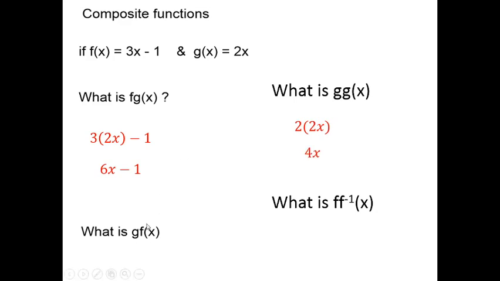gf of x is I do f first this time and then put it into g, so I take this whole value and then put it into this value x here. Okay, so as you can see, fg of x is not always the same as gf of x. They can be very different. And f and the inverse of f, a function and its inverse, is always equal to x. It doesn't matter what the function is, and it doesn't matter which order you do it in. If you do the function then the inverse, or the inverse then the function, the value is always x. And you have to be able to know that.